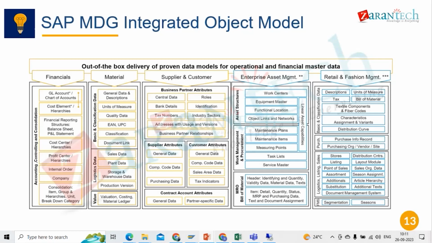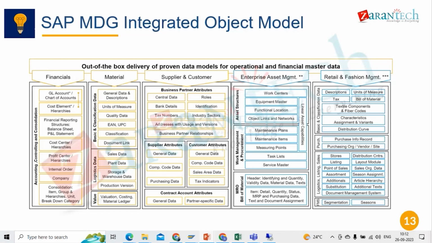And in contact accounts, here we are going to maintain general data and partner specific data also. Also here you can see we have two additional modules: enterprise asset management, EAM. It is a new concept in MDG. Here we are going to maintain all asset related information. This is related to asset master management, and also we have retail and fashion management.